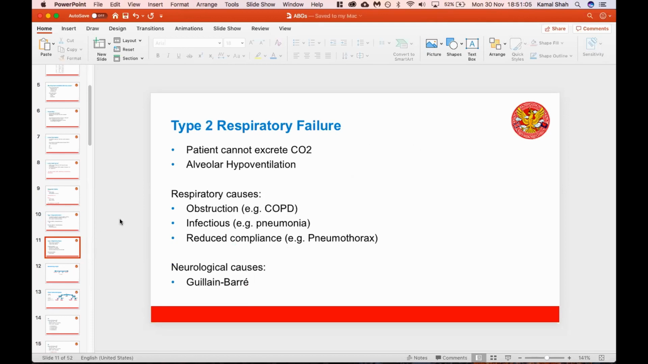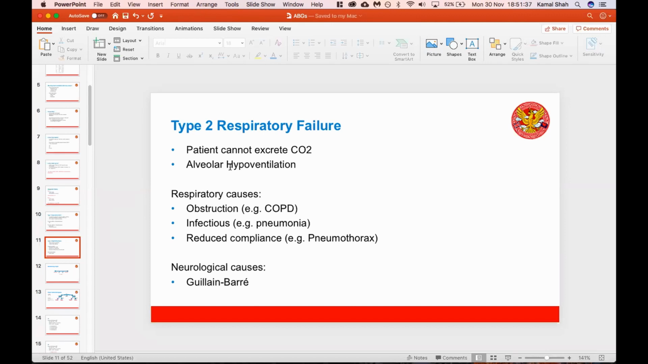Okay, so moving on to type 2 respiratory failure. This is when the patient can't excrete CO2. So it's not getting enough oxygen in, and it's certainly not getting all these waste products in terms of CO2 out. So this is essentially when we've got alveolar hypoventilation. So in medicine, you'll be taught to categorize all of your causes as much as possible because there's so many. So we can think about respiratory causes and non-respiratory causes for type 2 respiratory failure.